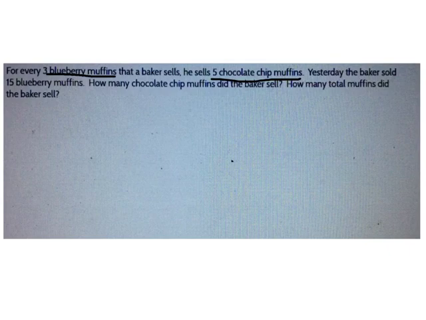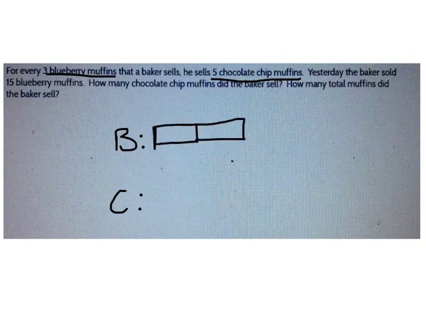First, let's draw our tape diagram to represent blueberry muffins and chocolate chip muffins. How many boxes would I draw for blueberry muffins? I would draw 3 boxes for blueberry muffins. How many boxes would I draw for chocolate chip muffins? I would draw 5 boxes for chocolate chip muffins.